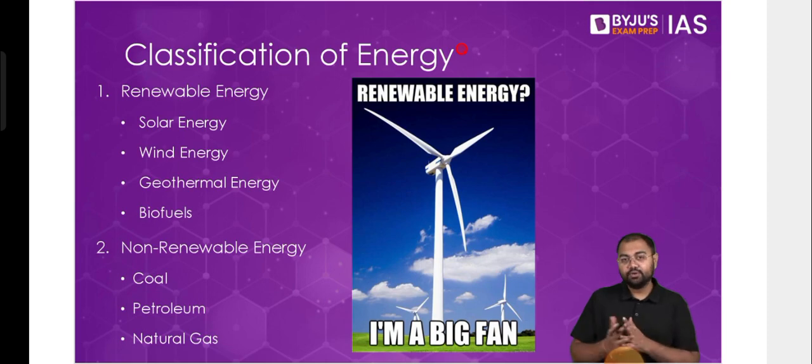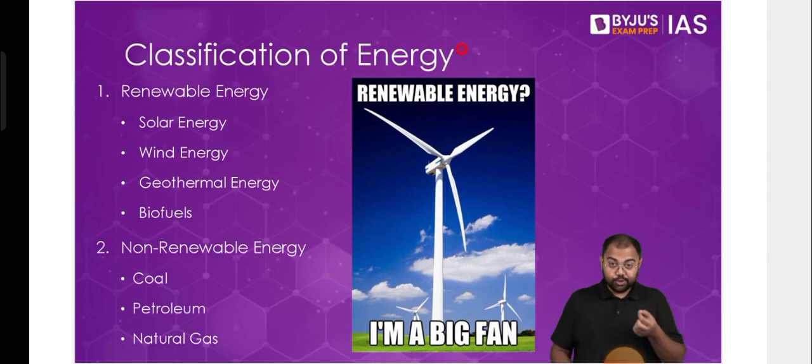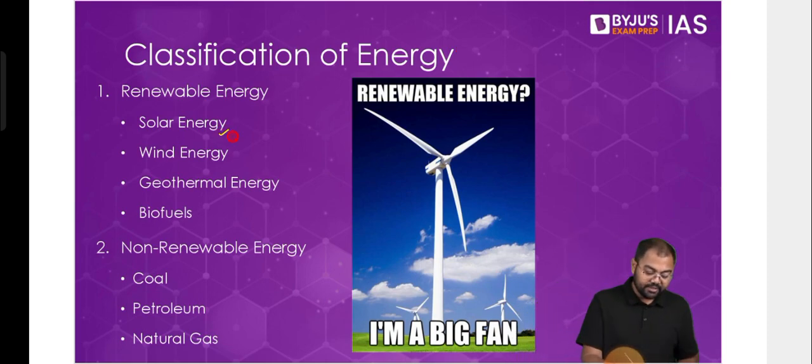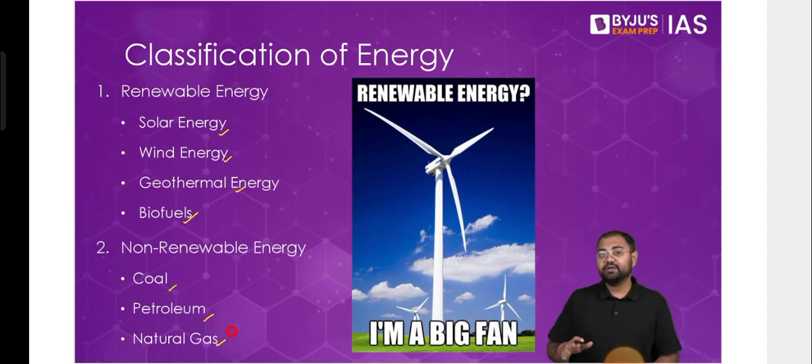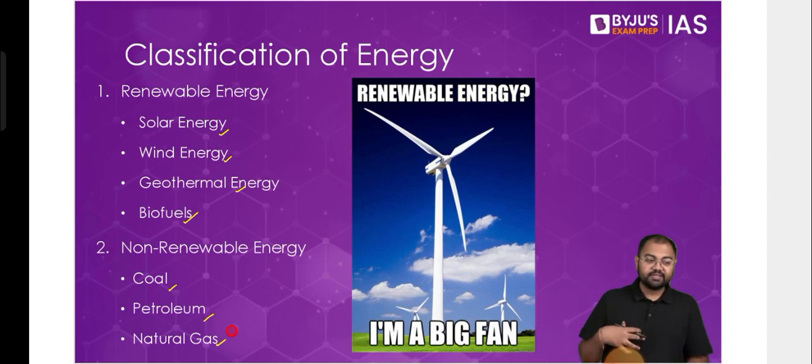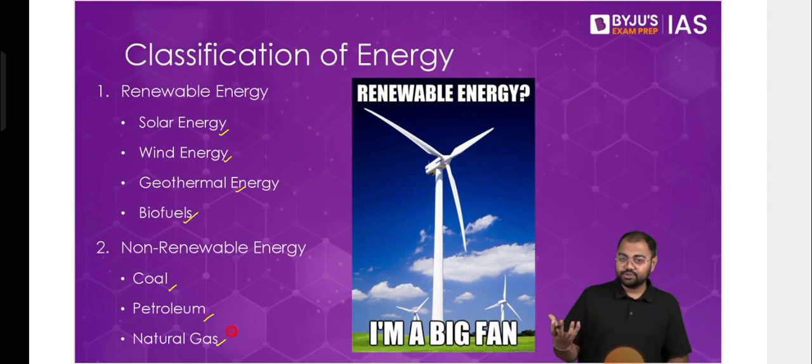So first and foremost, when we say that something is renewable energy, examples you can see here, you have solar energy, wind energy, geothermal energy, biofuels, etc. They are counted under renewable energy, and coal, petroleum, and natural gas are counted under non-renewable energy. So when it comes to renewable energy, how do we understand that a particular given source of energy is renewable or not? How do we say something is renewable or not?